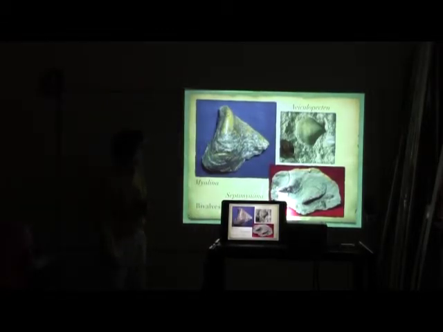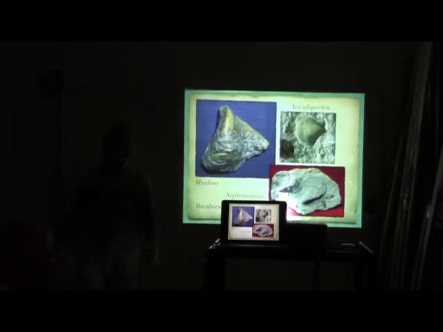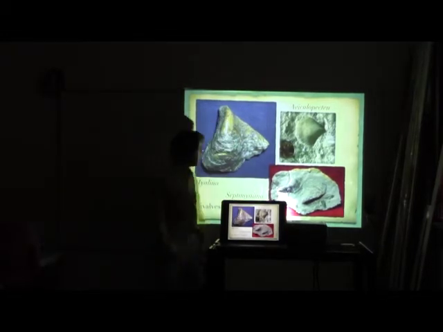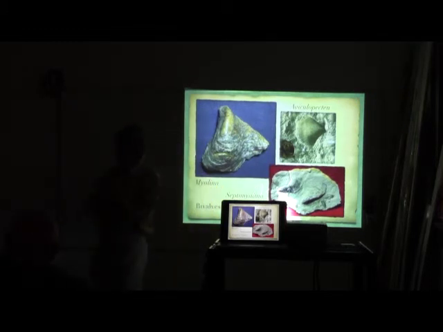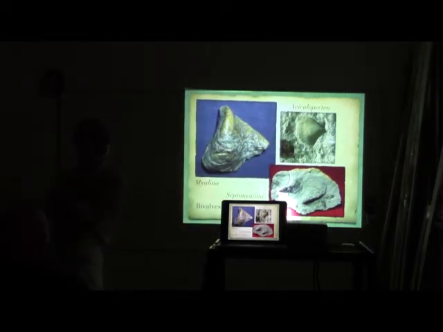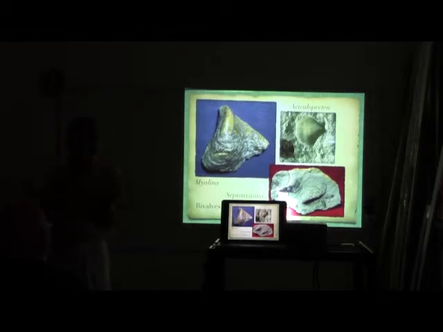Bivalves. These are called myelinids. They're oyster-like, somewhat oyster-like clams. These are like mussels, live kind of like mussels. This is a pecten, which is like a scallop shell. Okay, so these are all some of the clams that someone might find.